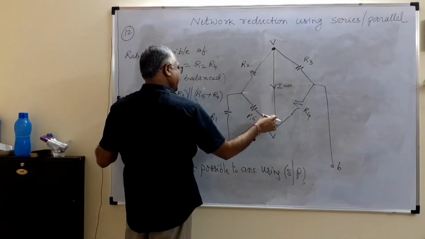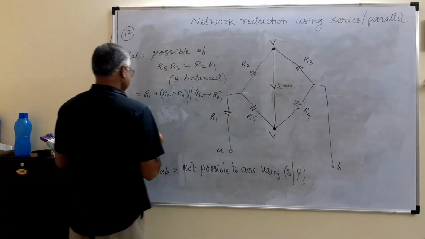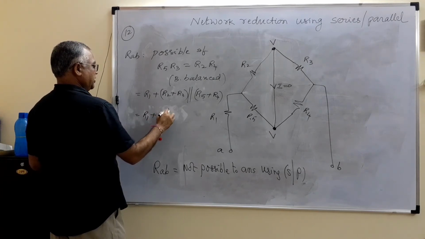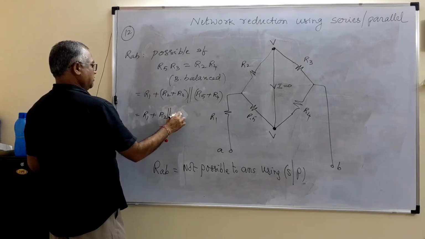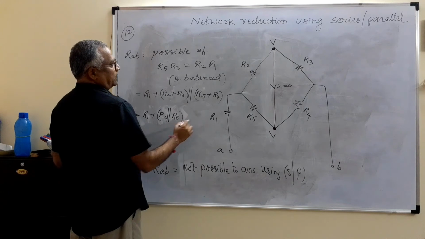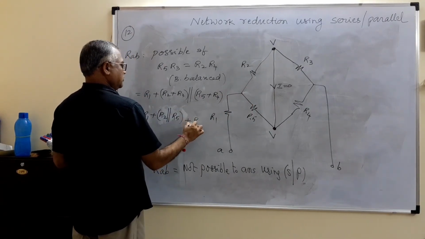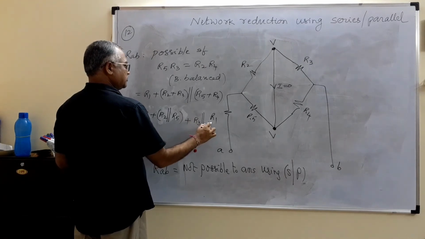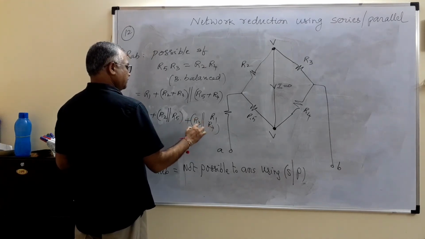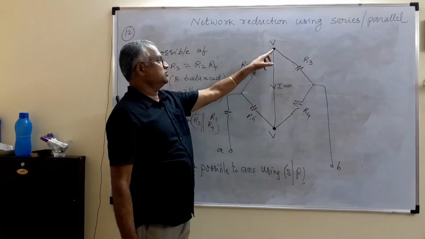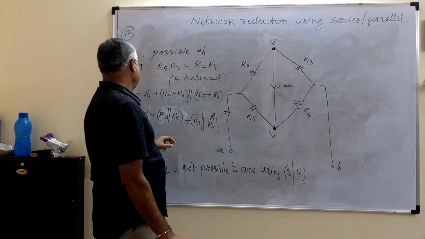But under this short condition, these two become parallel. So R1 parallel with R5, R2 parallel with R5, plus R3 parallel with R4. R3 parallel with R4, because we are assuming it is a short.